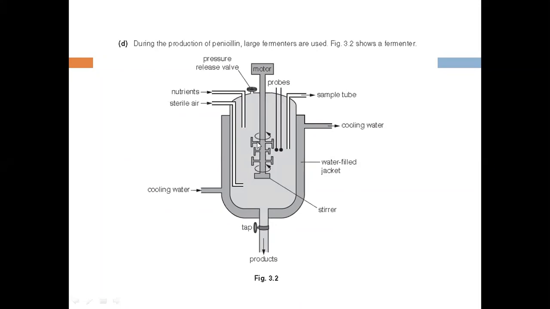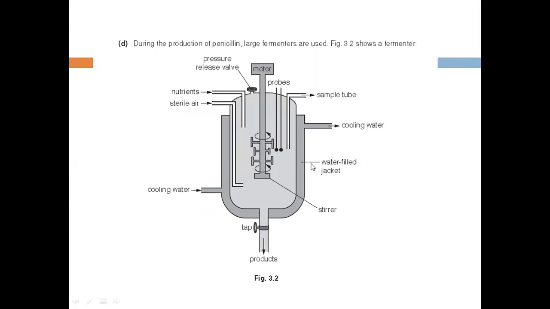And like you can see here, this fan like structure, these are stirrers. The stirrer helps to homogenize the mixture, so that the nutrients circulate in this whole system, so that there is more supply of nutrients to the organism, right?